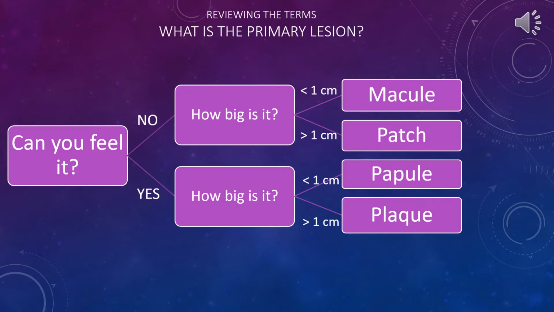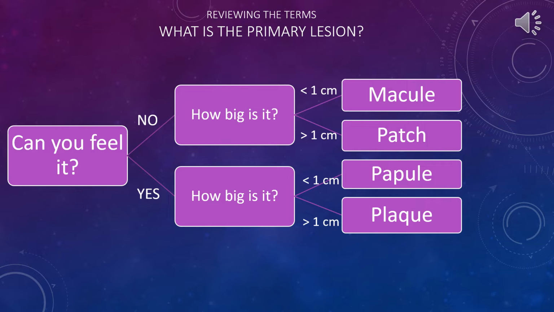The first step in determining what method of biopsy you're going to use is to determine what your lesion is. So the first step in narrowing your differentials is to determine, is it raised or not raised? Can you feel it? Macules are small areas of skin that have changed in color. They cannot be felt, only seen.